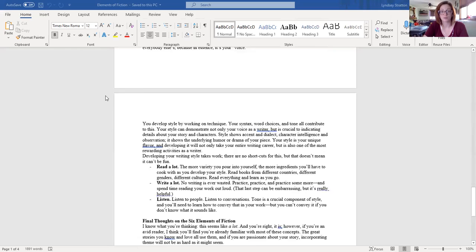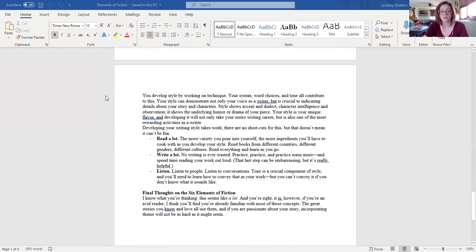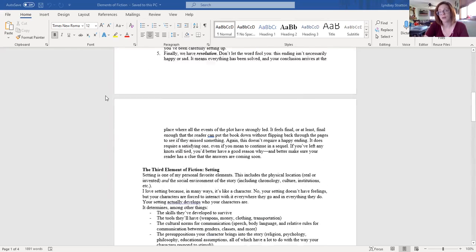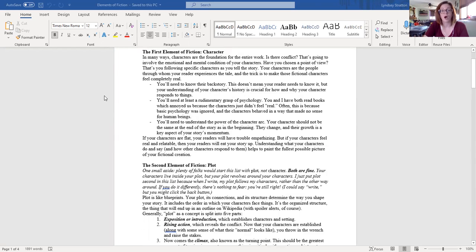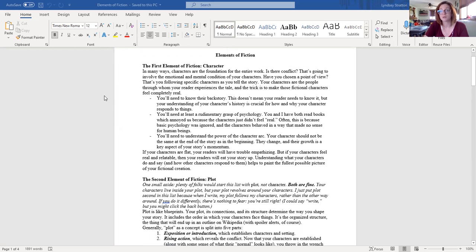So there's a few elements to it, okay? As you can see here, there are six. It's not that bad. I'm not going to read through this whole thing. Your first one is going to be character. A lot of times people think that the setting is going to be the most important. Yes, it's important. Each of these elements are equally as important. However, your characters kind of make your entire story.